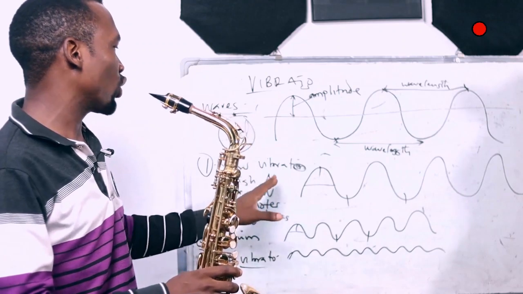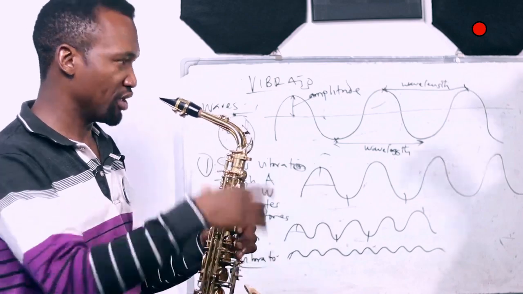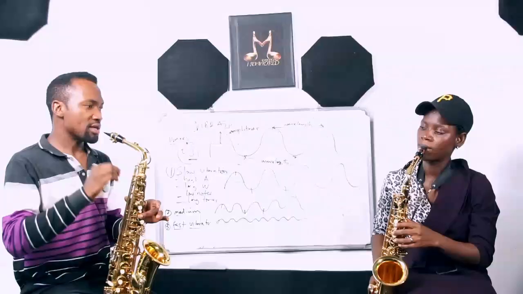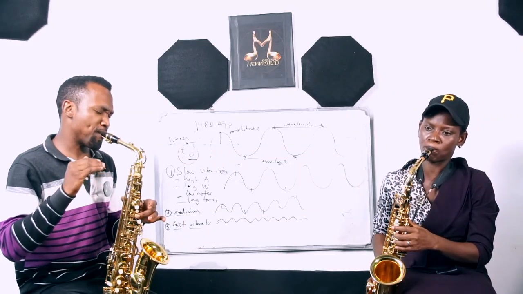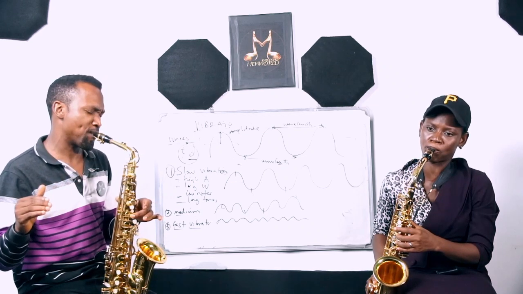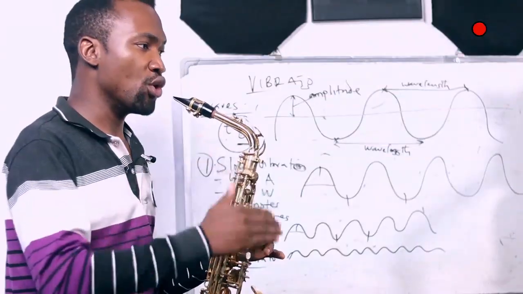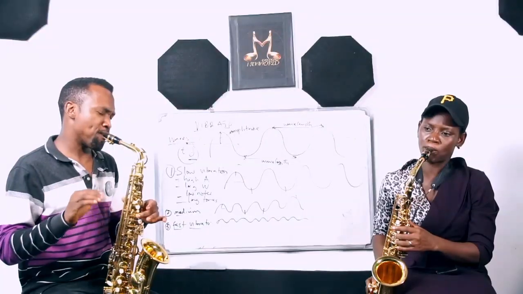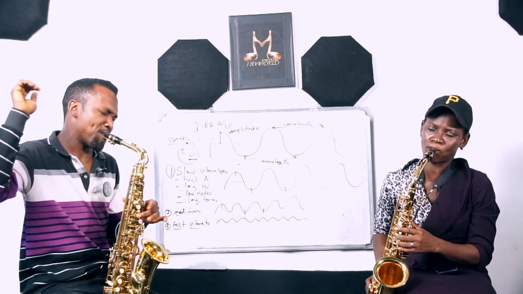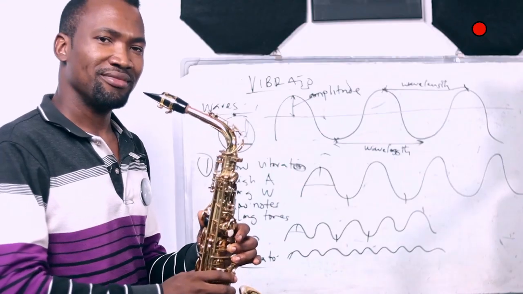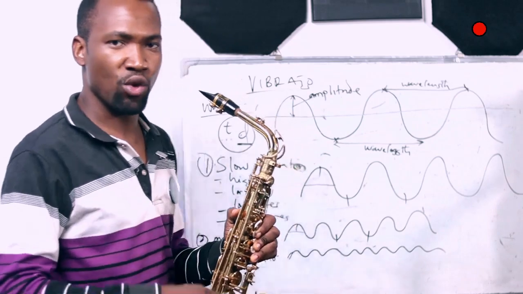You also must know how to start from the fast to the slow, from slow to the fast. Pick your sax and let's go. You're going to be on this do. Start fast and then slow it down. Let's go. Start slow and end fast. You get that? That's what you should practice if you're going to apply vibrato professionally.